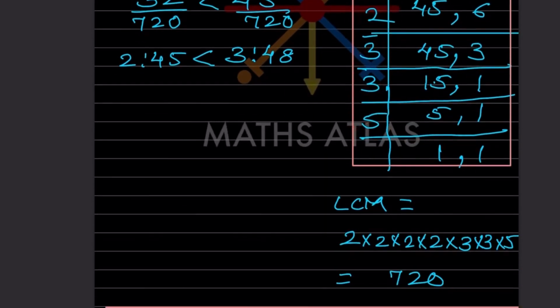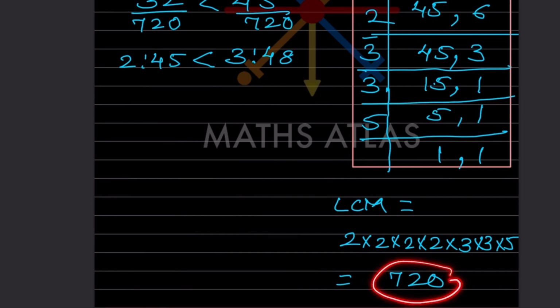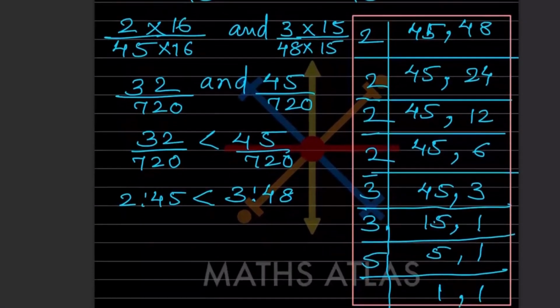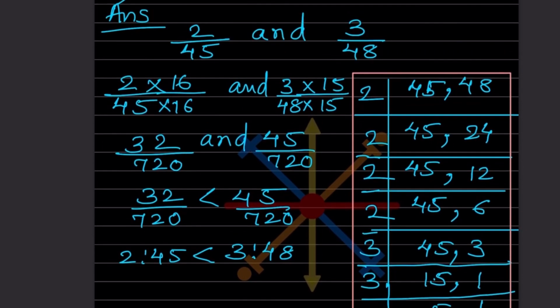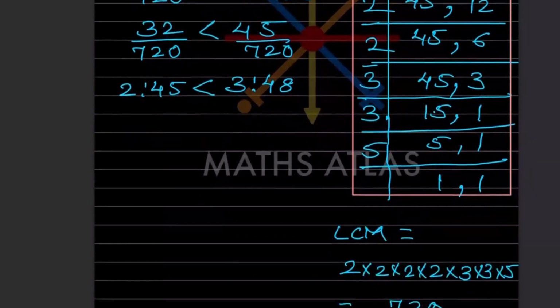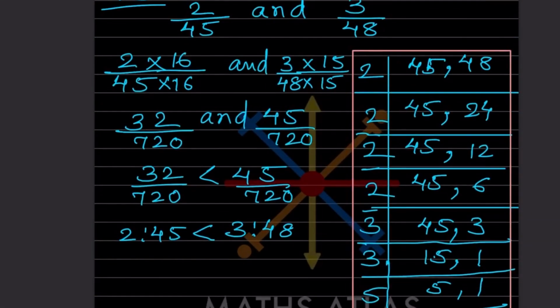You have to multiply that and you get the LCM, that is 720. So here what are you going to do? 45 is already here. So 45 multiplied by 16, that is 720. And here 48 multiplied by 15 is 720.